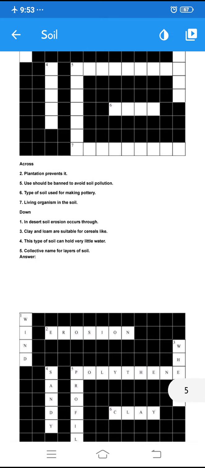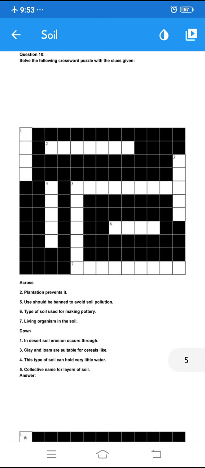The answer is erosion. The plantation of the trees prevents it. Plantation prevents the erosion. We can add the word soil behind it, but here the space is limited, so the exact word is erosion. You can say soil erosion together also, but when you are filling, you have to write erosion. Erosion can be prevented by plantation. So you got the answer for question number 2.